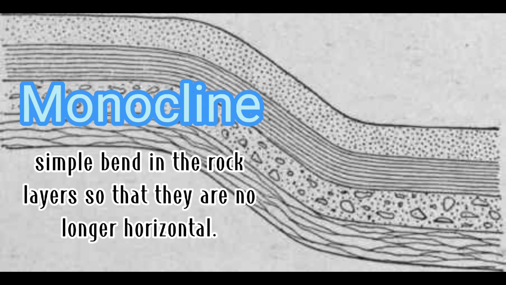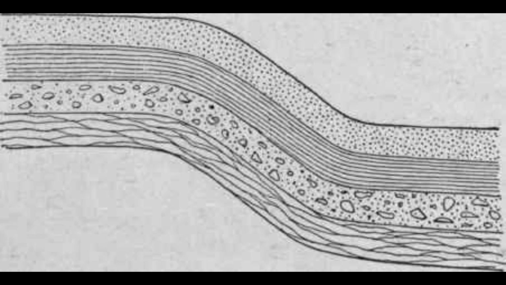Monocline. A monocline is a simple bend in the rock layers so that they are no longer horizontal. It looks like a single step. The older rocks are found at the bottom of the monocline, and the newer ones are on top.